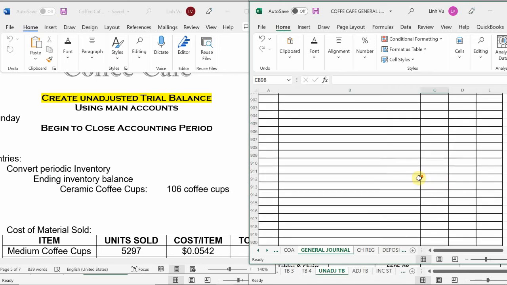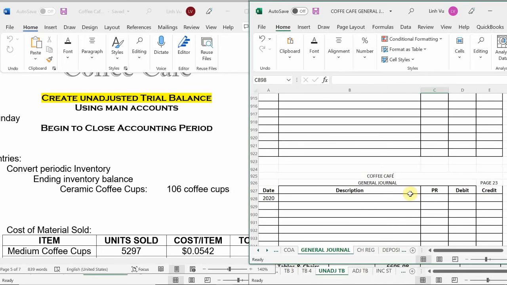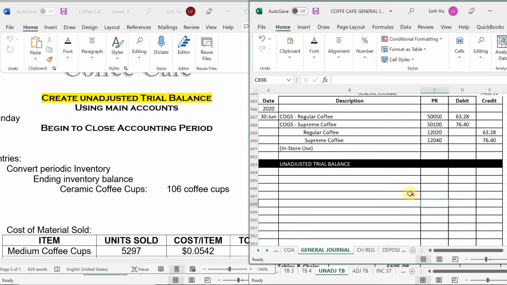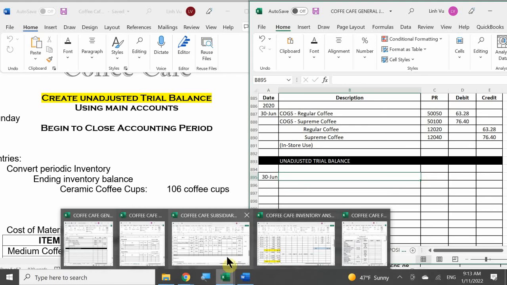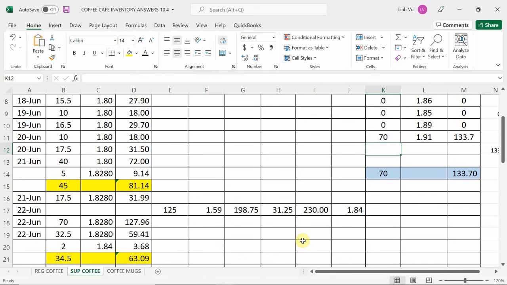So this is where we left off. We are on page 22 in the journal, okay? And the first adjustment we're going to be doing here is adjusting our periodic inventory. Convert the periodic inventory. We have an ending balance of ceramic coffee mugs, 106 cups, so 630. We need to go to our inventory worksheet to adjust our periodic inventory, okay?